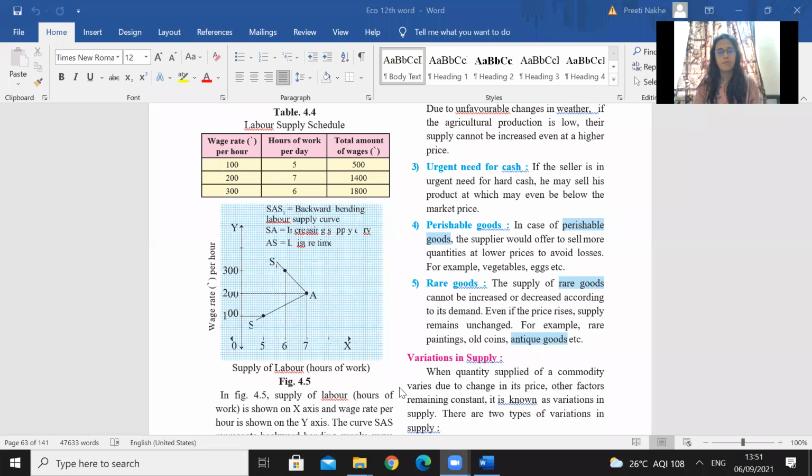With this, we have finished all the exceptions to the law of supply, and the law of supply part is also over.